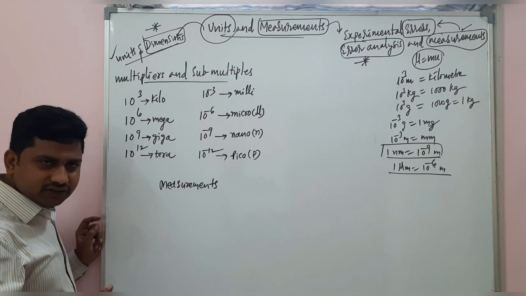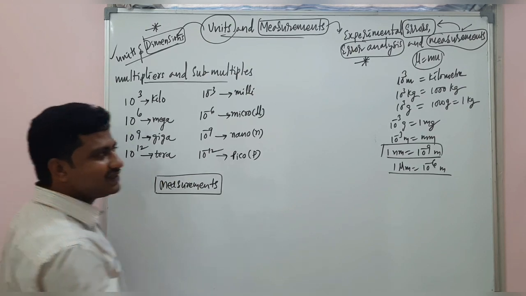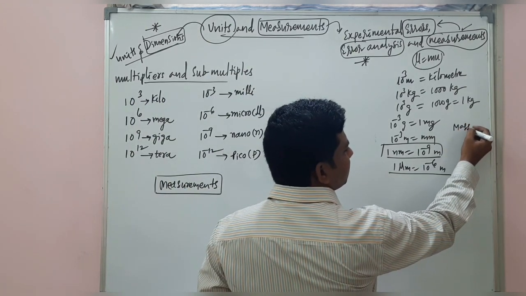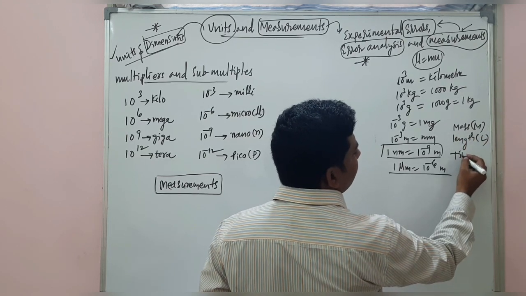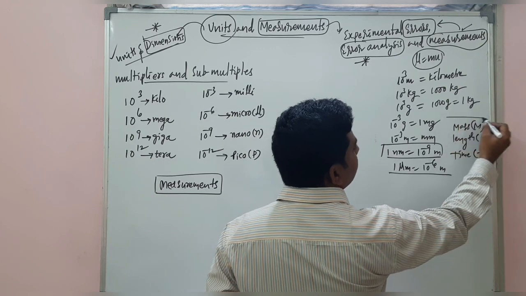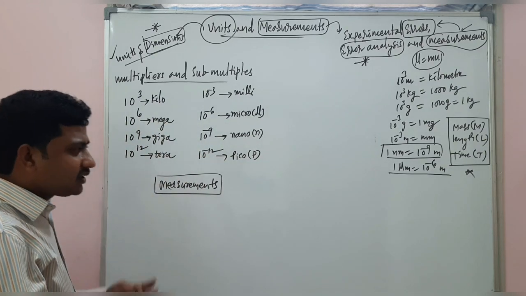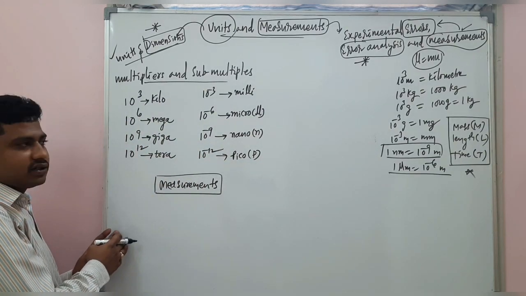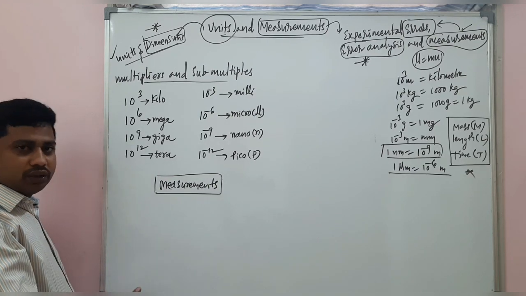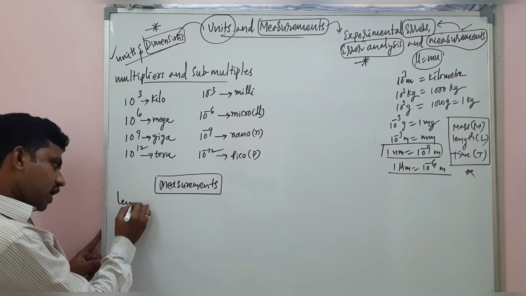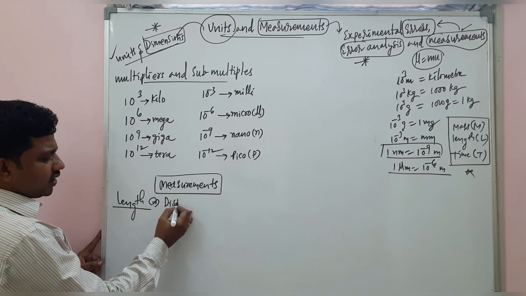In case of measurements, carefully see, we have three fundamental physical quantities: mass, length and time. These are the fundamental physical quantities, and let's see how the length will be measured, how time will be measured, how mass will be measured. We'll be discussing one by one. So first thing, how the length will be measured. Our distances are measured.